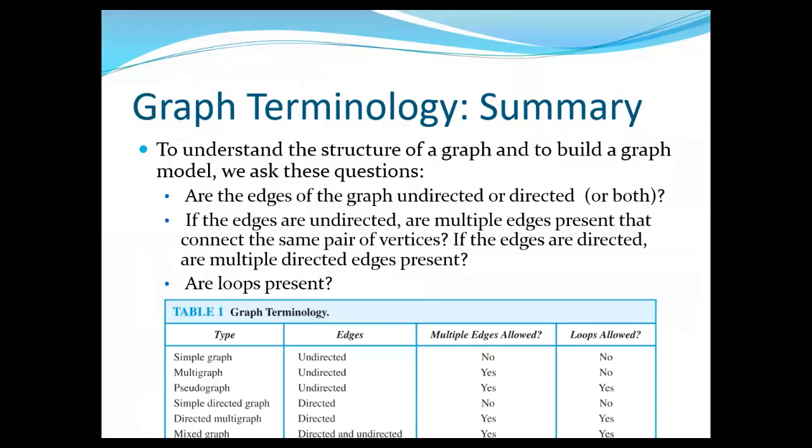Now, let's have a summary of the different graphs: simple graph, multigraph, with direction and without, and multiple edges allowed and loops allowed. Okay, so we could have a mixed graph. If we say mixed graph, there are directed and undirected edges. So for this, we could have multiple edges and we could have loops. Okay, and the rest you know now. So kindly read the table.